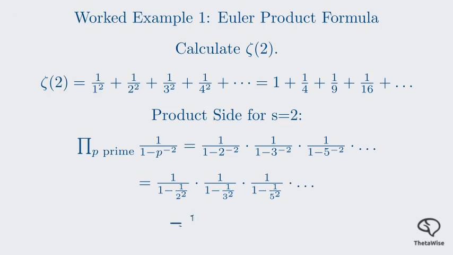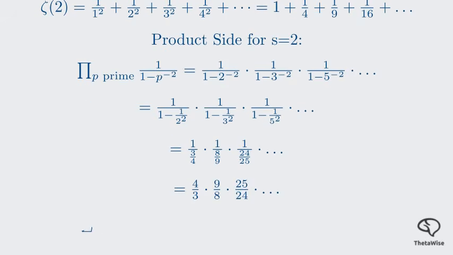Now we simplify. In the first term, 1 minus 1/4 is 3/4. In the second term, 1 minus 1/9 is 8/9. In the third term, 1 minus 1/25 is 24/25, so we're multiplying the reciprocals of these fractions. This gives us a product of 4/3 times 9/8 times 25/24, and so on.